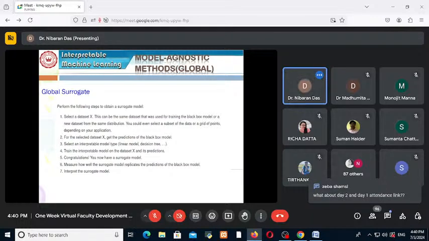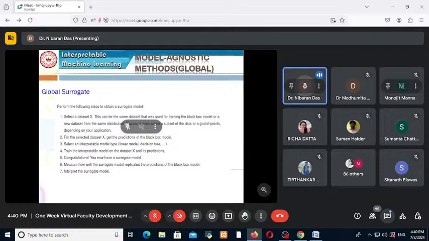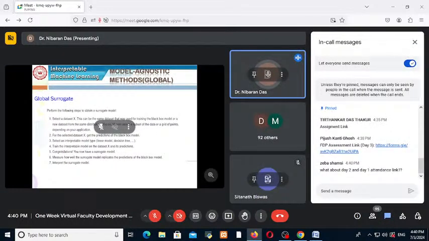So you are not changing any values of the parameters. Let's suppose this is a neural network. You are not changing any values. You are just feeding in the corresponding features, and you are getting the corresponding output, the predicted class. Now, using those predicted classes, that is the output class, we train the surrogate.